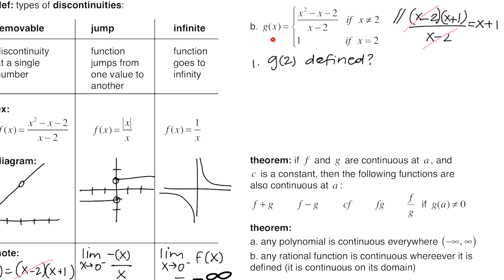For a piecewise, you're checking to see if it's continuous at these values over here. And if we want to specifically check if g is defined at 2, we're going to take 2 and plug it in. Because it says right here that x doesn't equal 2, that means we're using this condition right here. It says g, if x is 2, will equal 1. So we can conclude that g of 2 is defined.